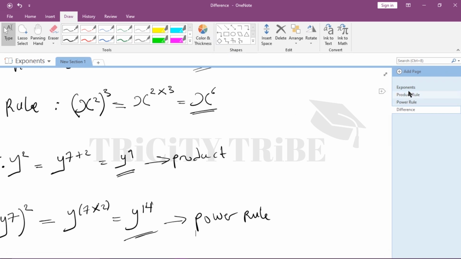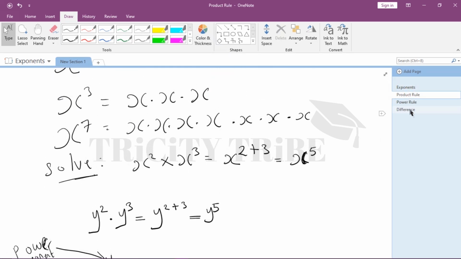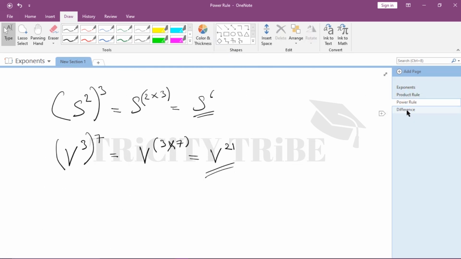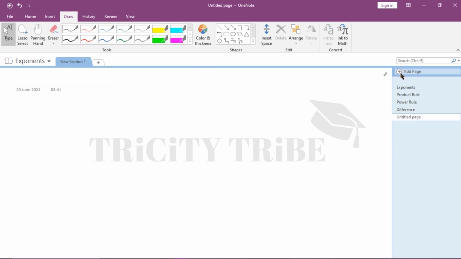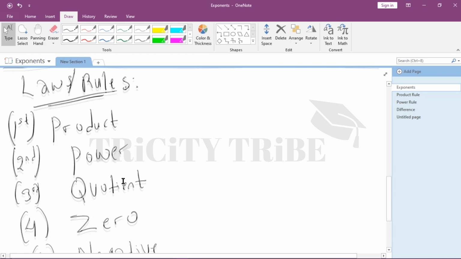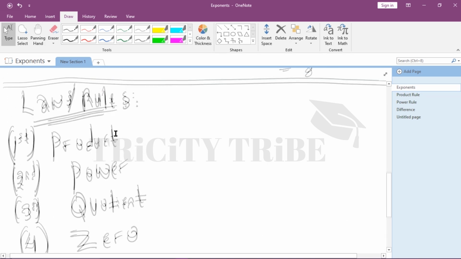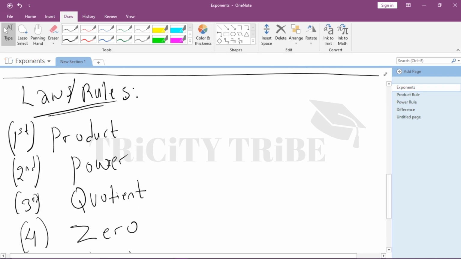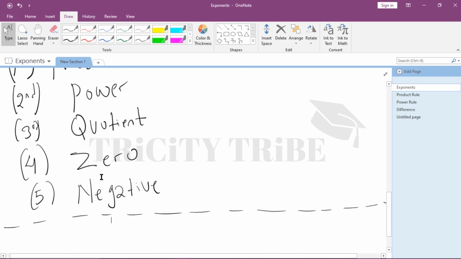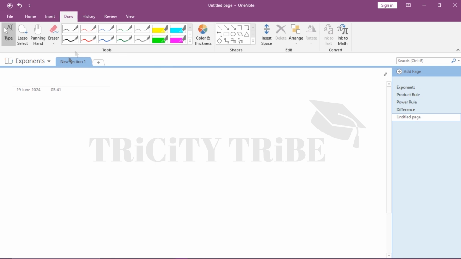In the last video, we looked at the product rule and the power rule. Now we are going to the next rules. I spoke about how we have 5 rules when it comes to exponents: the product rule, power rule, quotient rule, negative rule, and the zero rule. Now we are going to the next 3 rules. I'll be dealing with the quotient rule and the zero rule, then I'll go to the negative rule. Alright, let's start with the quotient rule.